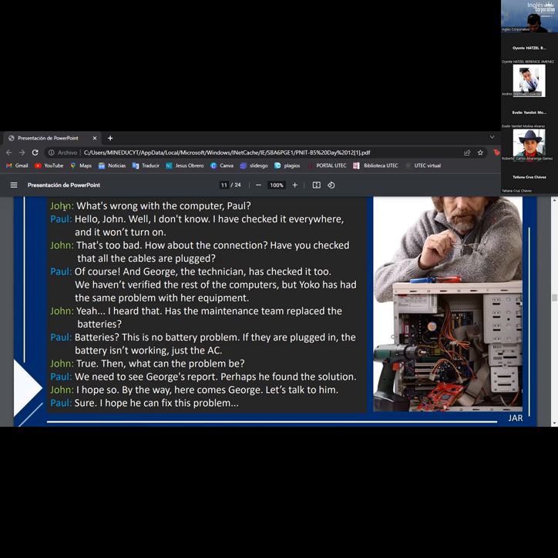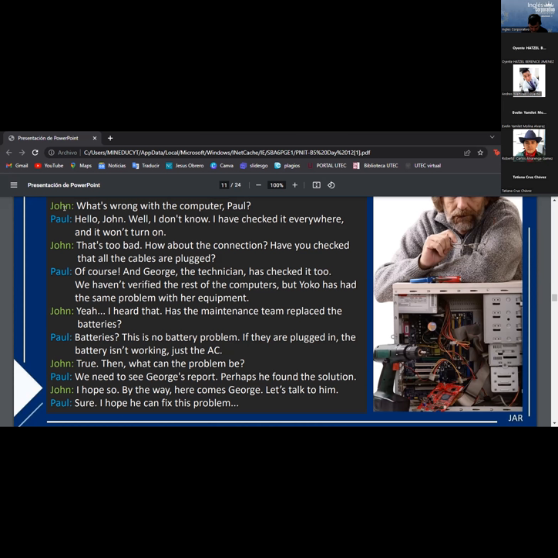What's wrong with the computer, Paul? Hello, John. Well, I don't know. I have checked it everywhere and it won't turn on. That's too bad. How about the connection? Have you checked that all the cables are plugged? Of course, and George, the technician, has checked it too. We haven't verified the rest of the computers, but Yoko has had the same problem with her equipment.